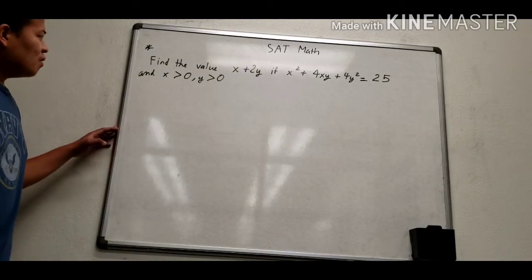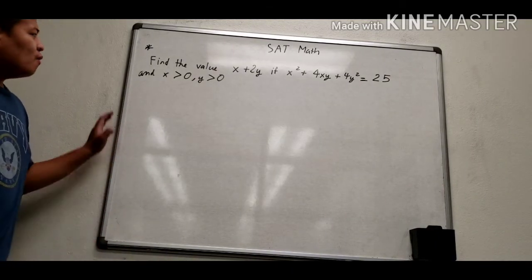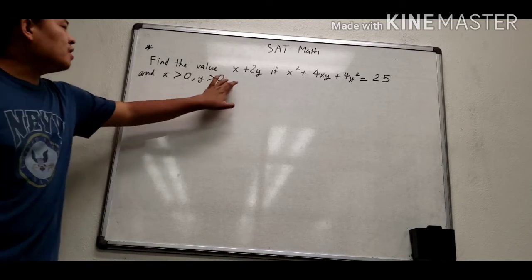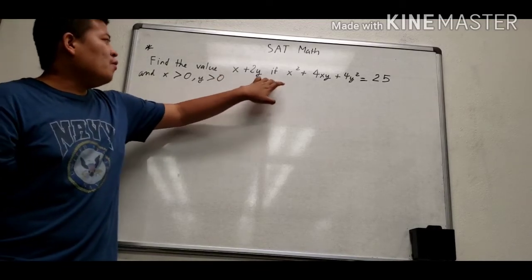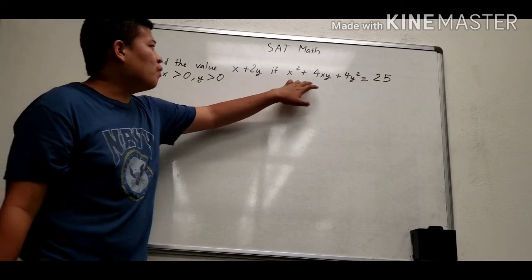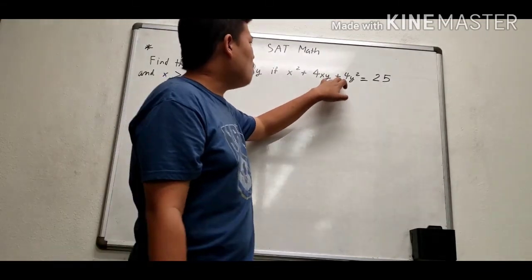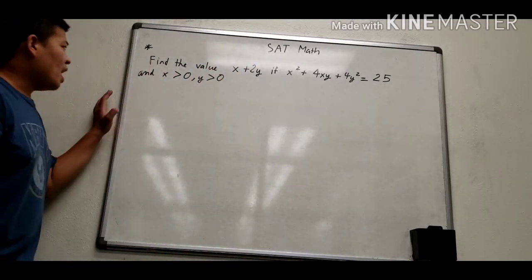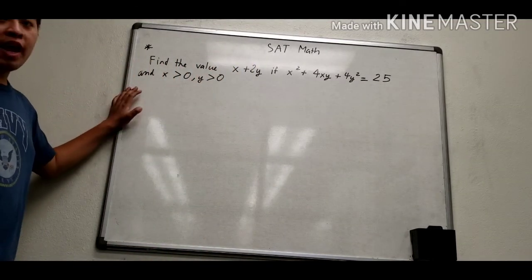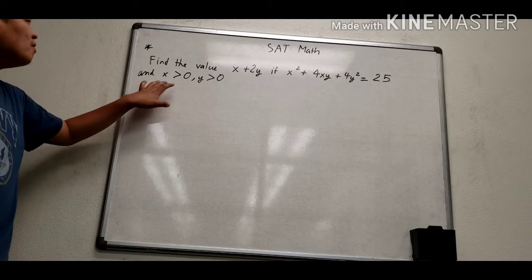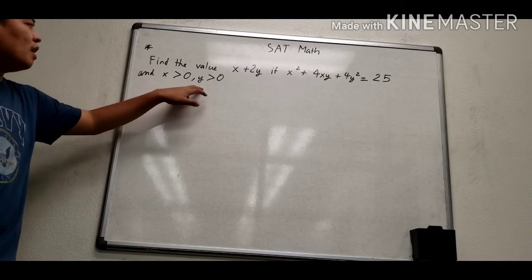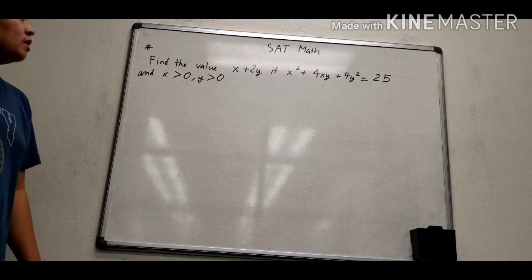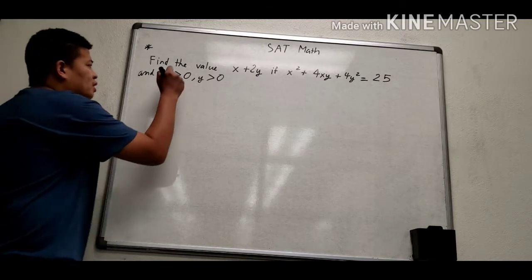So we have a question like this: find the value of s plus 2y if s squared plus 4sy plus 4y squared equals 25. And we have the conditions: s is more than 0 and y is more than 0. And this is about positive numbers.